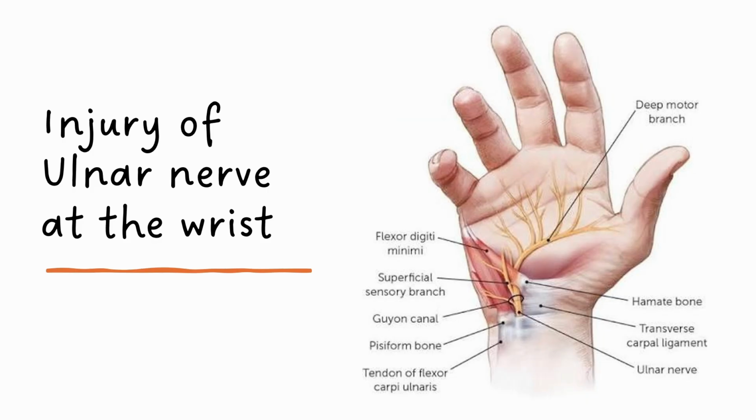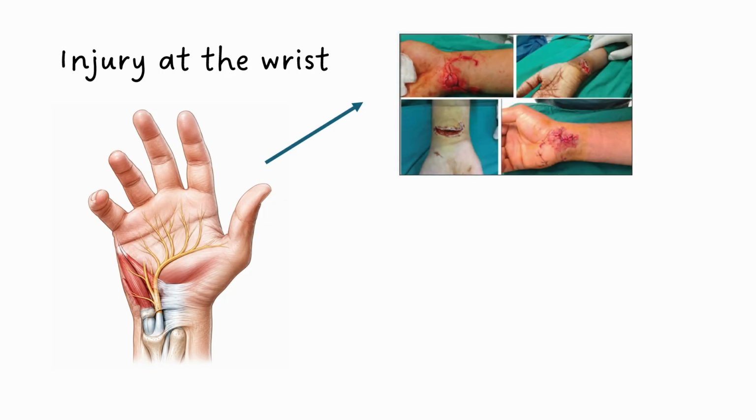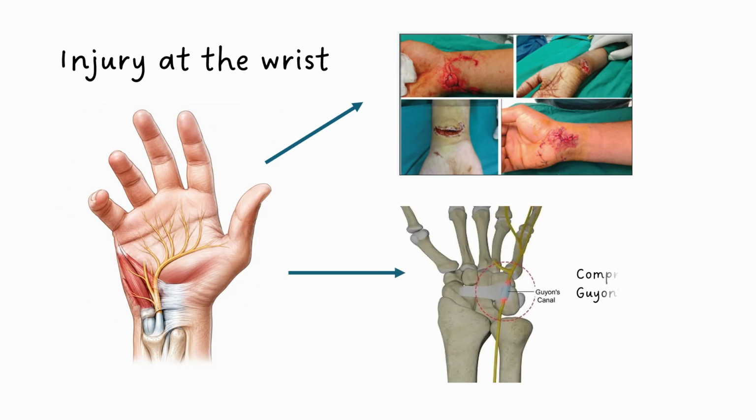Now let's study the causes as well as the clinical features of injury of ulnar nerve at the wrist. The ulnar nerve at the wrist is injured due to the superficial position of the ulnar nerve at this site, and it makes it more vulnerable to cuts and wounds. The second most common cause is the compression of the ulnar nerve in the Guyon's canal, also called the pisohamate tunnel.